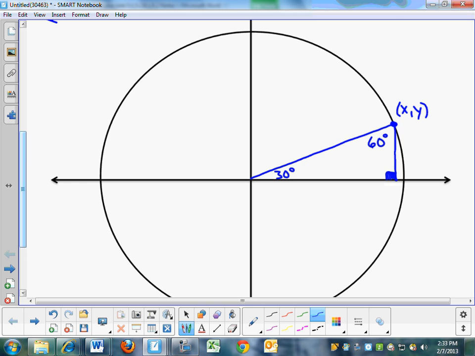Now again, if we have triangles, we can always use the Pythagorean Theorem. As you notice, this unit circle is developed from the Pythagorean Theorem. If I take x squared and I add it to y squared, I will get my radius squared. We already know the radius squared, don't we? What is it?